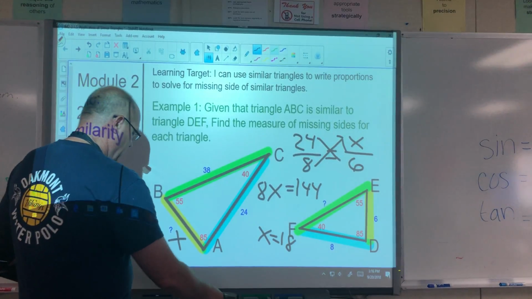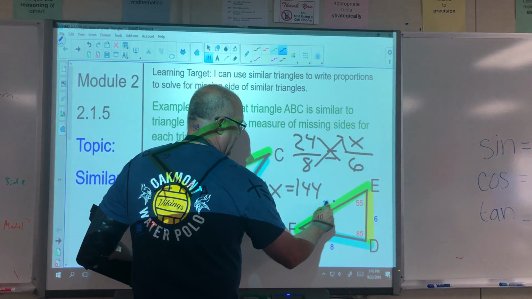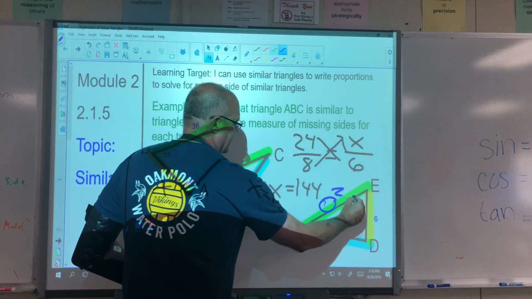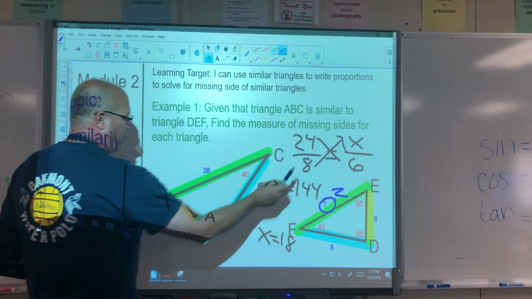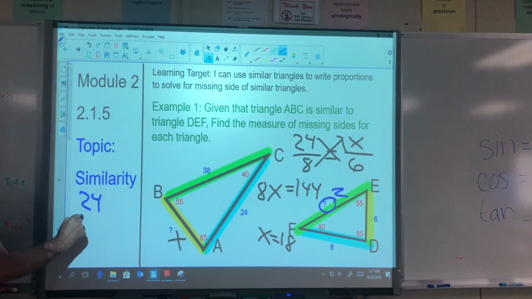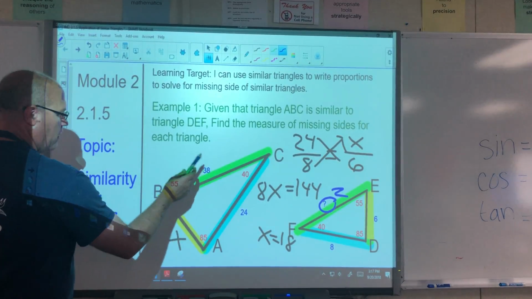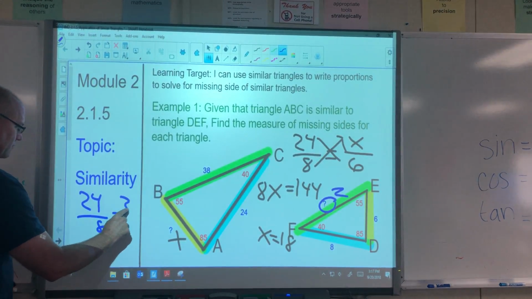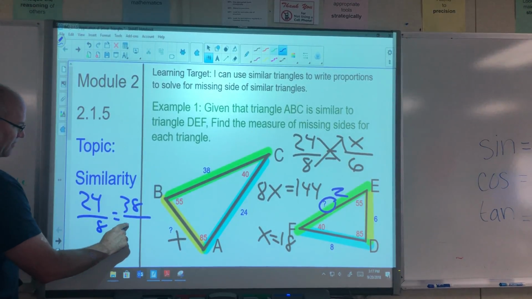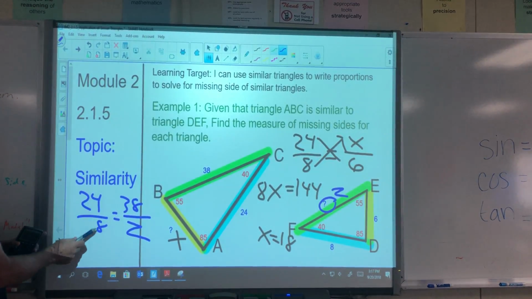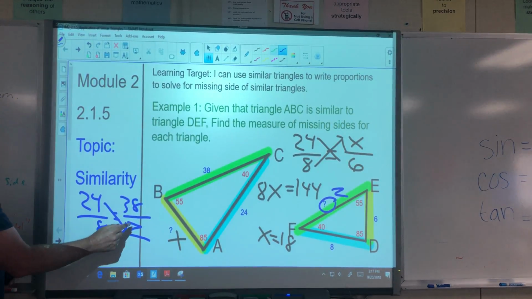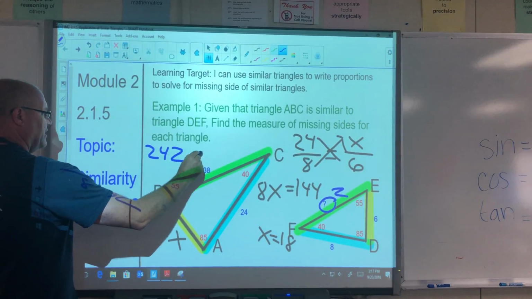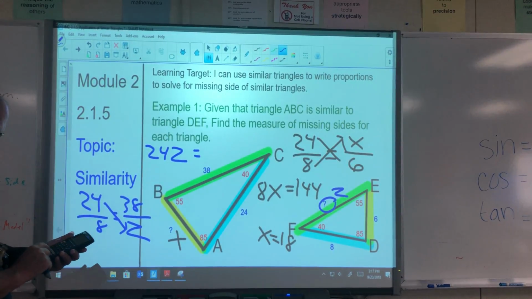Now we're going to try to find the missing side. This side here, I'm going to call this side Z. So I'm going to use that same ratio of similarity, 24 to 8. So we're going to go 24 is to 8 as 38 is to Z. Again, big over small, big over small. We're going to cross multiply. I get 24Z equals 8 times 38.